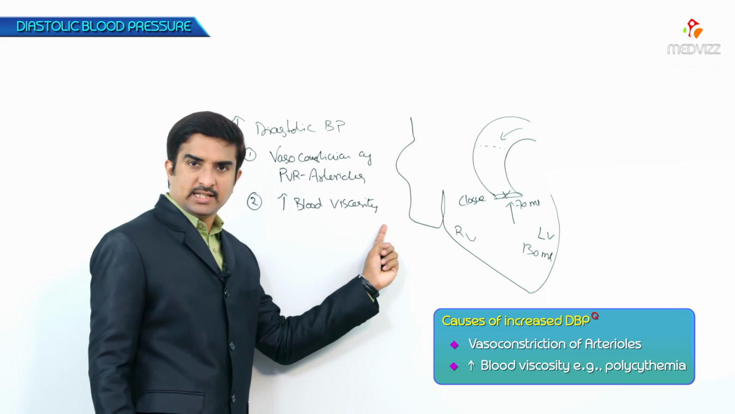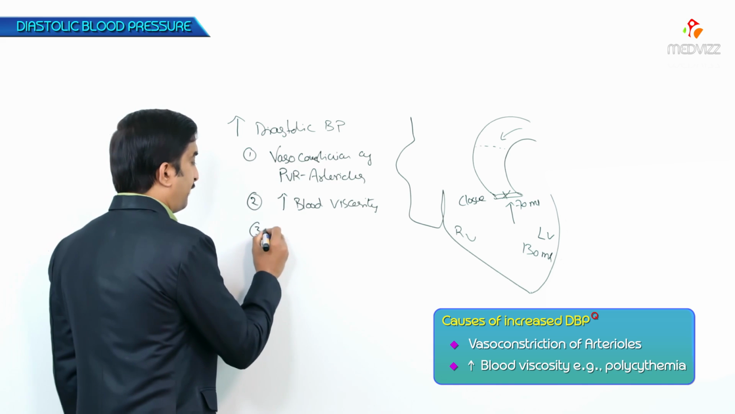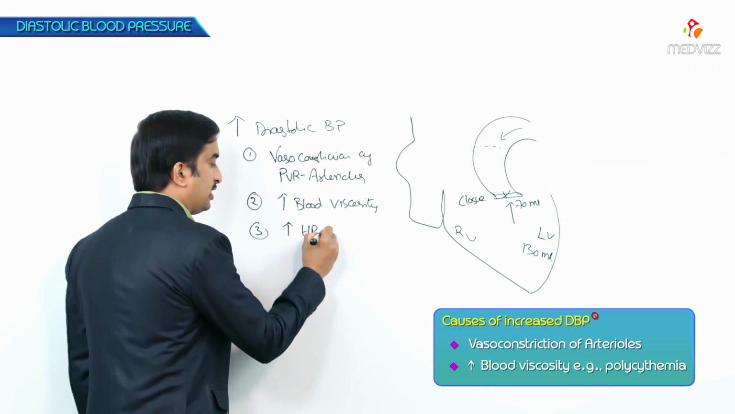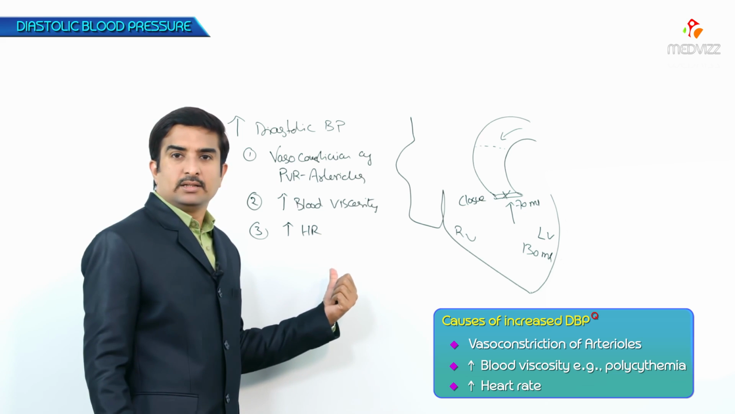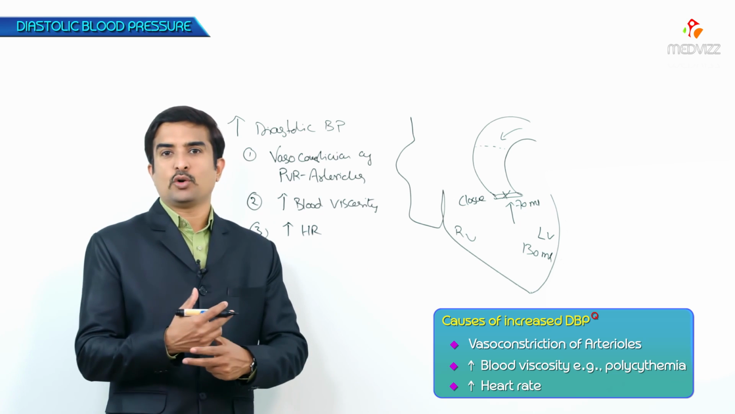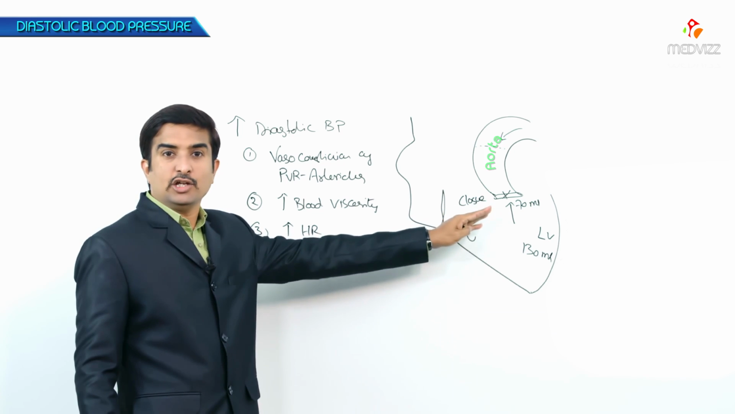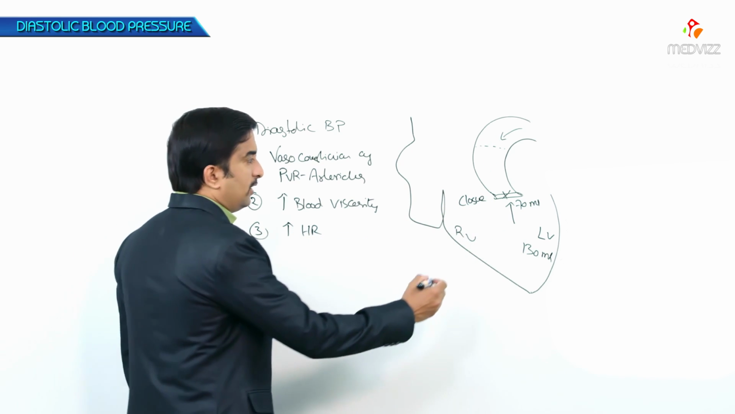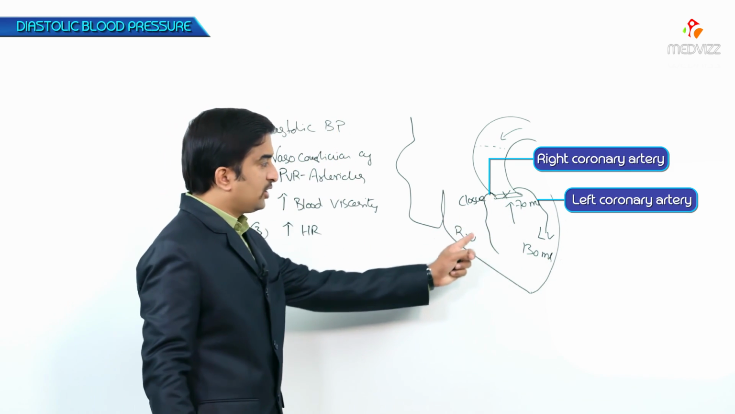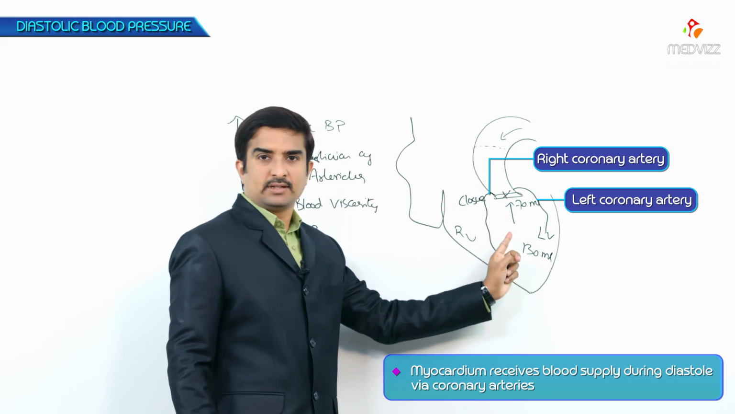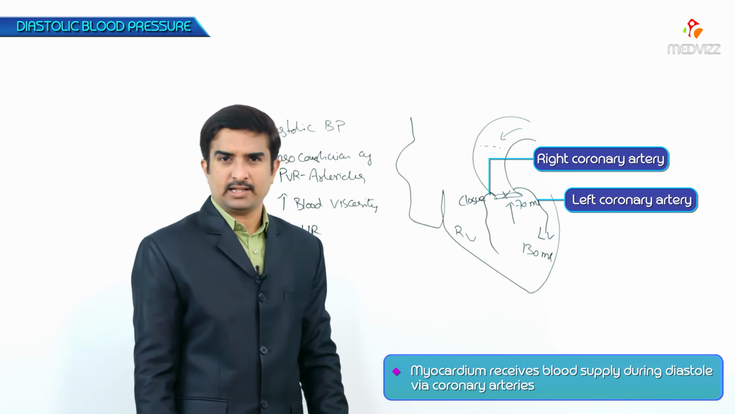Increase in the blood viscosity increases the diastolic blood pressure, as well as the third important factor, which is increase in the heart rate. Remember that an increase in the heart rate decreases the filling of the coronary arteries, leaving a greater volume of blood present in the aorta during diastole. What is the meaning of this? We have the left coronary artery as well as the right coronary artery, and these coronary arteries receive their blood supply to the myocardium during the diastolic period of the cardiac cycle.